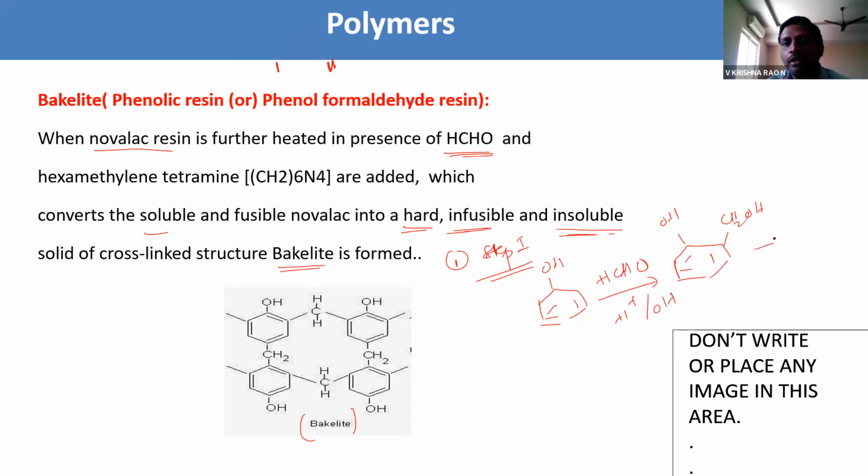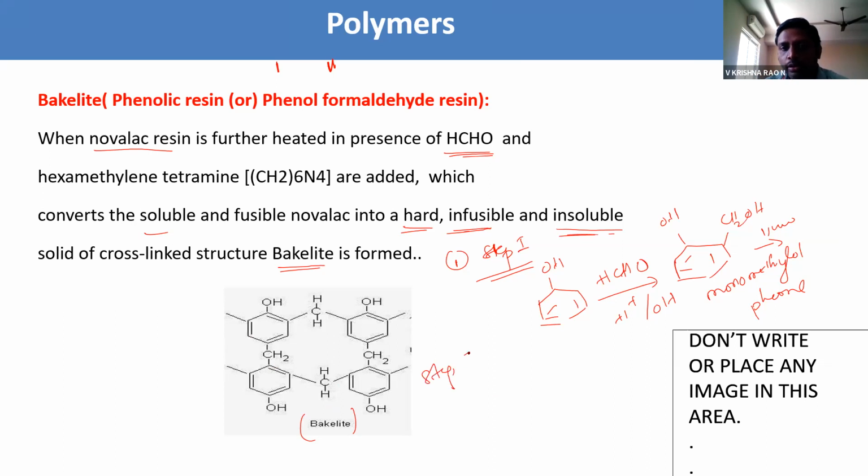CH2OH. Again, if you react it with H2O, it forms dimethyl phenol. Okay, we want this one. The name of this compound is monomethyl phenol. This monomethyl phenol reacts with another mole of monomethyl phenol.